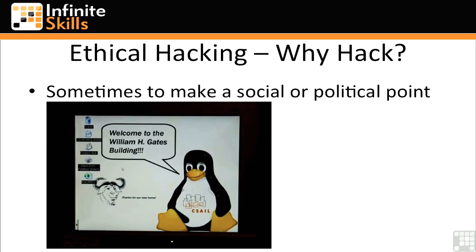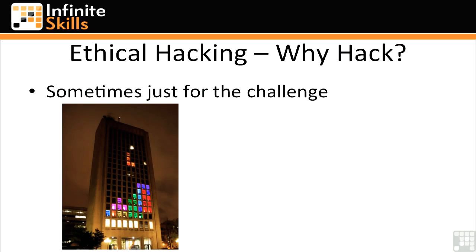Sometimes you want to make a social or political point. In this case, again, MIT. Bill Gates donated some money that allowed MIT to have a new building. He was coming to MIT to visit and to speak, and the Microsoft Windows systems that were installed in the entryway at the building were hacked to be running Linux instead. And you can see here Tux the Penguin is saying, "Welcome to the William H. Gates building." And again, that's some students who decided they wanted to make a point about Linux and Microsoft and Windows to Bill Gates.